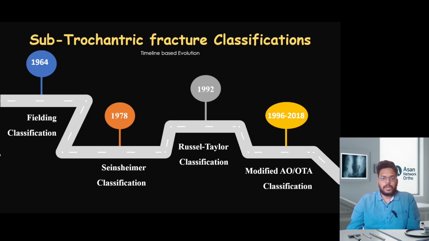The subtrochanteric fracture classification is time-based in its evolution. The first classification dates back to 1964, given by Fielding. Then Seinsheimer gave the second subtrochanteric classification, and then Russell and Taylor gave the third classification, and the latest classification was given by the modified AO classification.